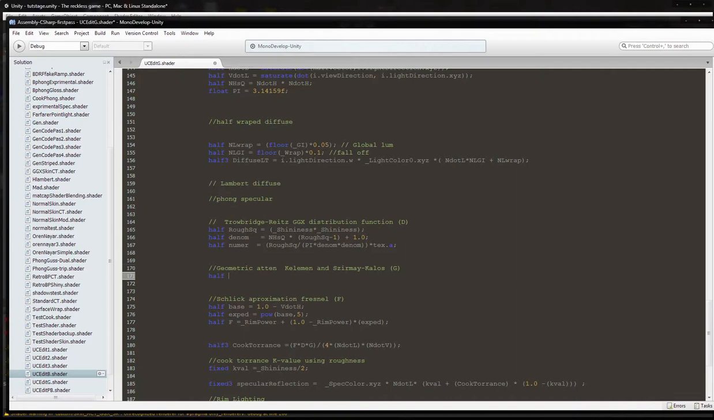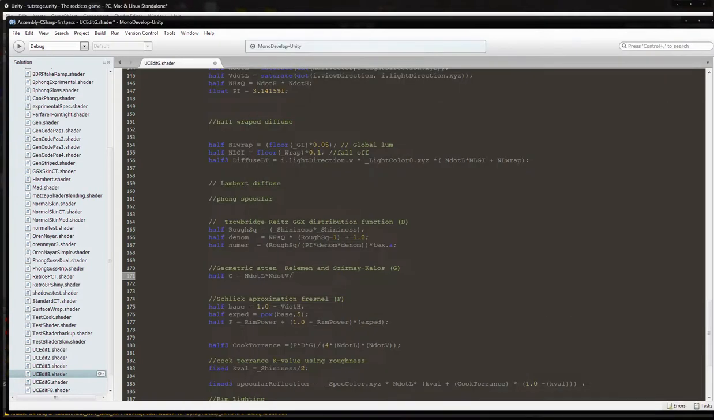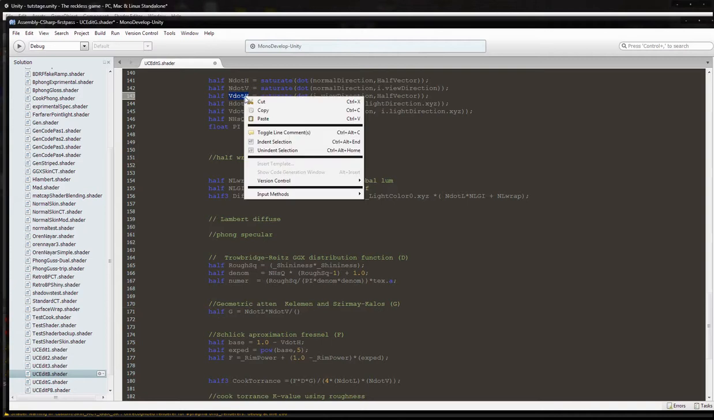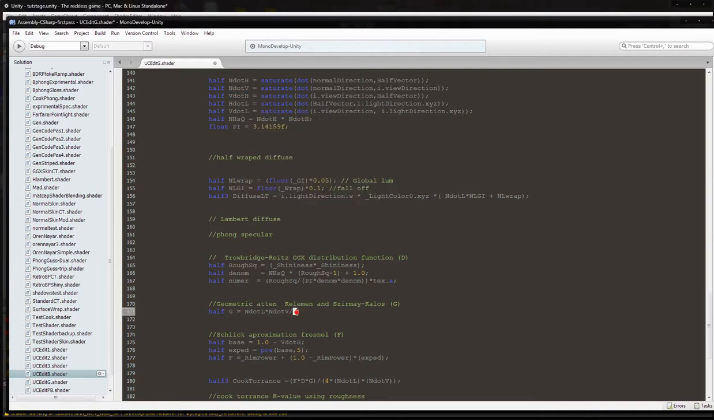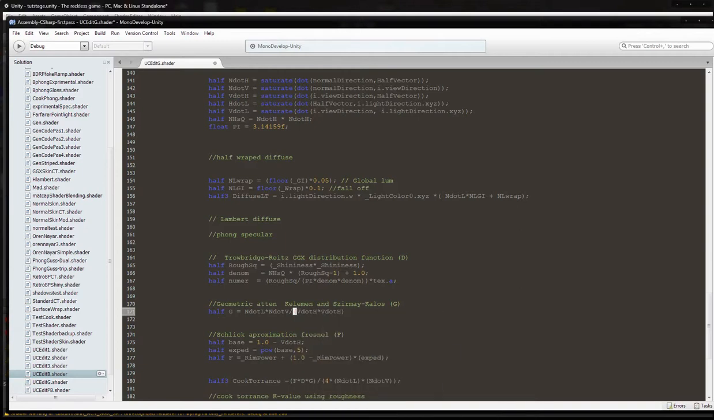we're going to call this one G is equal to N dot L times N dot V divided by V dot H squared, and I multiply it by itself instead of creating another variable up here.